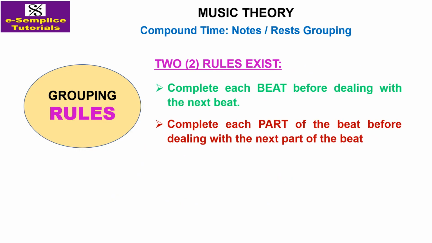Let's look at grouping rules. Rule 1. Complete each beat before dealing with the next beat. Rule 2. Complete each part of the beat before dealing with the next part of the beat. These are the 2 rules of notes and rest grouping in compound time signatures.